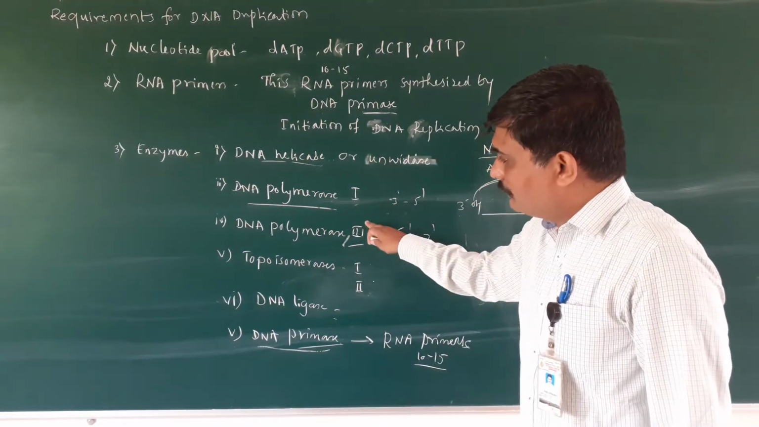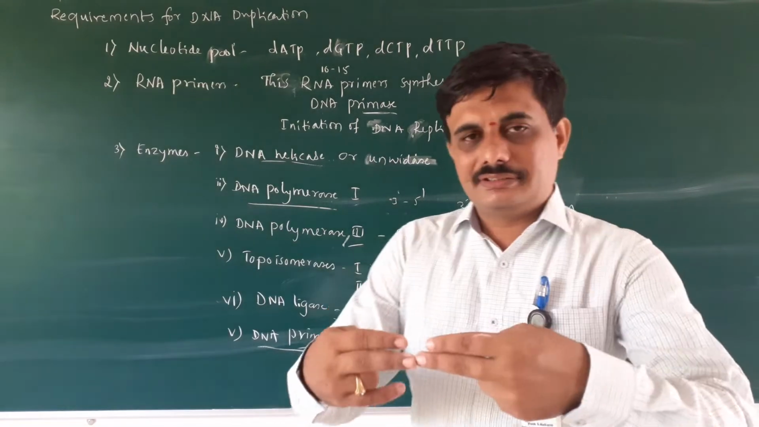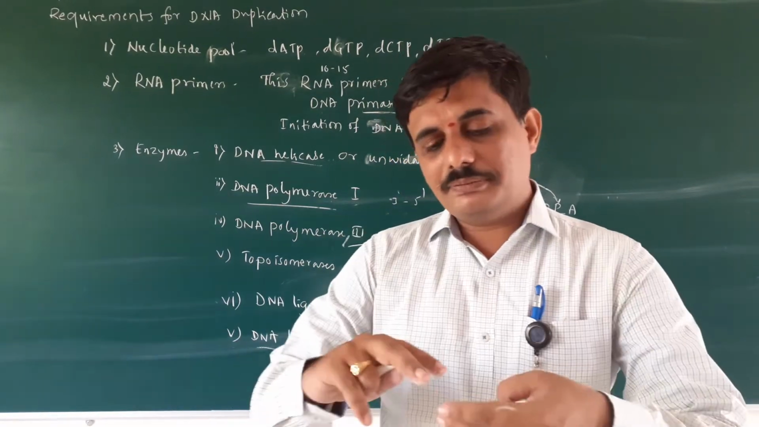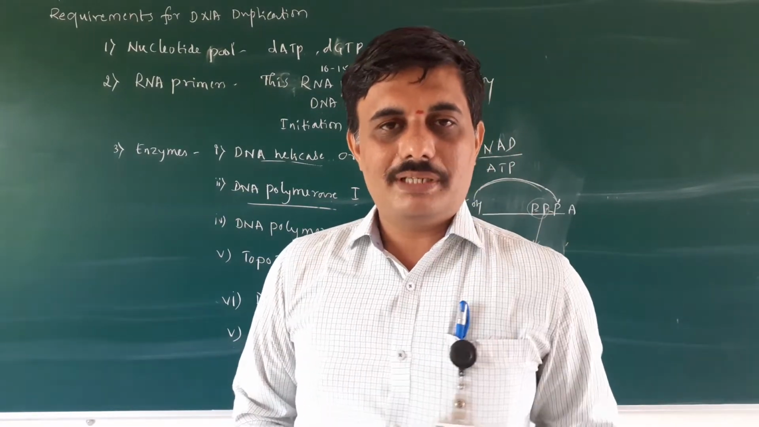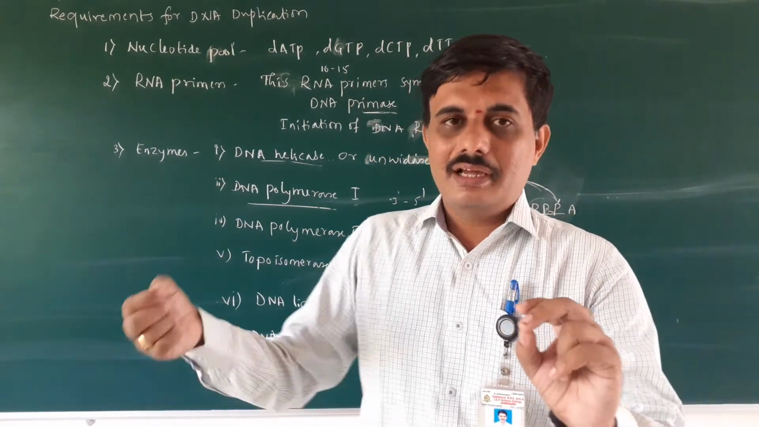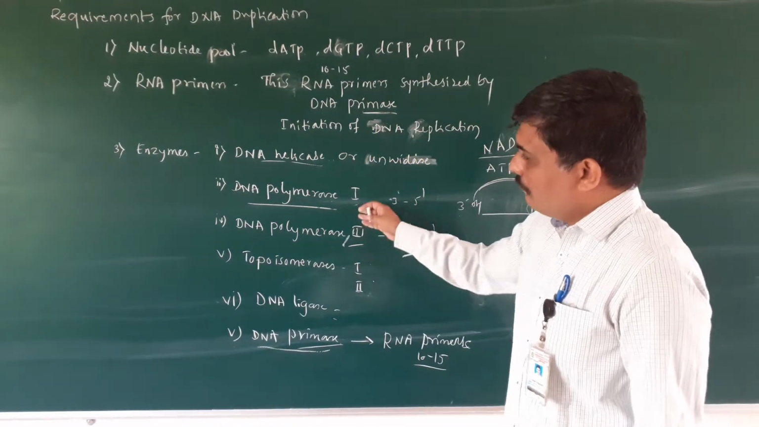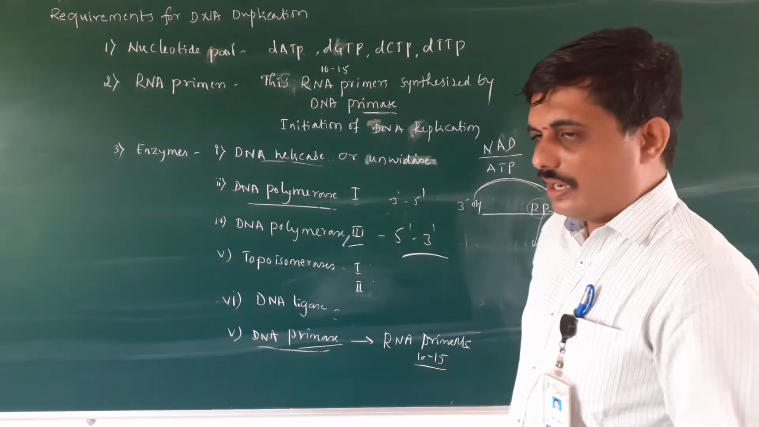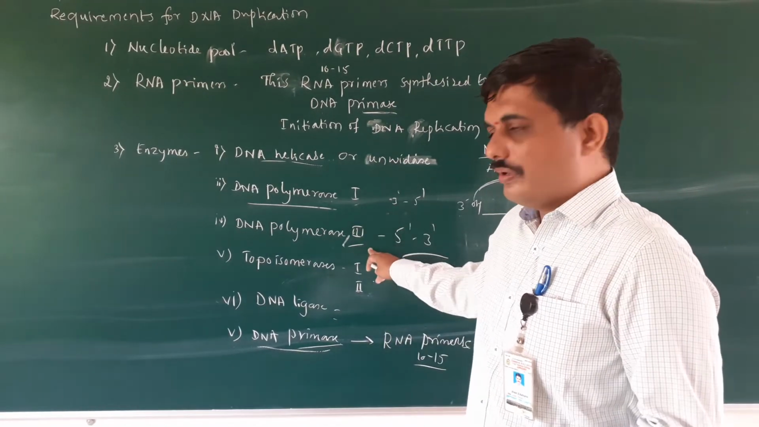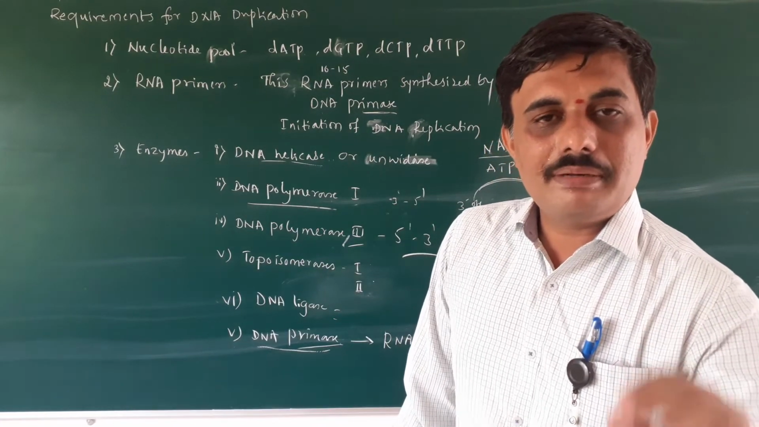And these enzymes are involved in proofreading activity. They check for mismatches or mispairing that occur during DNA duplication, remove the mismatched nucleotide, and join the correct nucleotide. And there are many DNA polymerases, like the discovered DNA polymerase 2, 4 and 5, which are involved in the DNA repair mechanism.